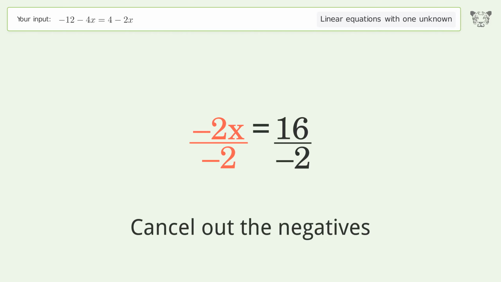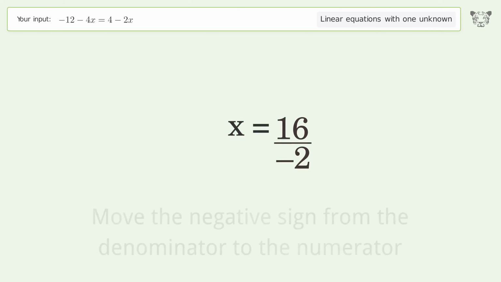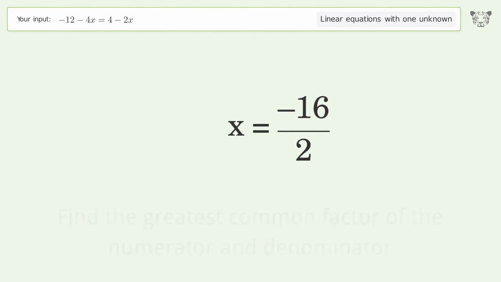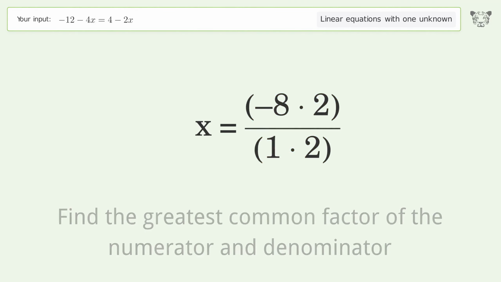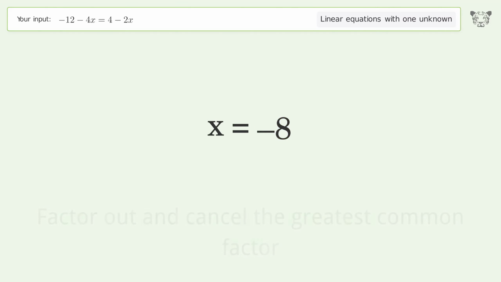Cancel out the negatives. Simplify the fraction. Move the negative sign from the denominator to the numerator. Find the greatest common factor of the numerator and denominator. Factor out and cancel the greatest common factor. And so the final result is x equals -8.